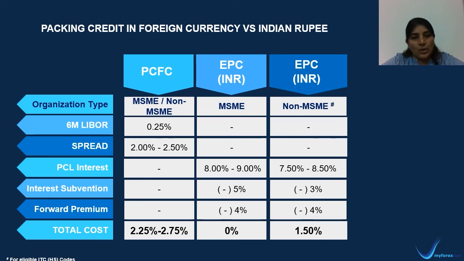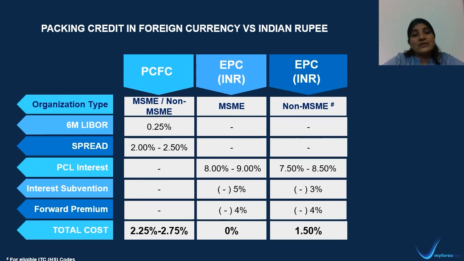Trying to understand in detail, the organization type in PCFC, irrespective of whether it is an MSME or non-MSME, the 6 months LIBOR of 0.25% is applied. The spread ranges from 2 to 2.5%. There is no other subvention given for a PCFC, and the total cost comes to about 2.25 to 2.75%.